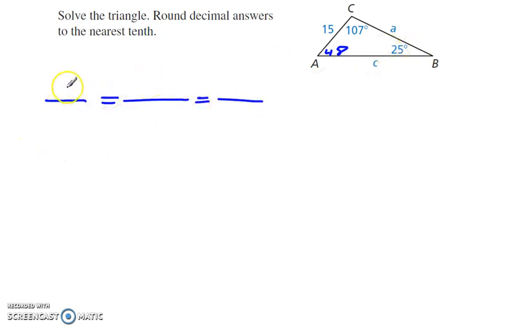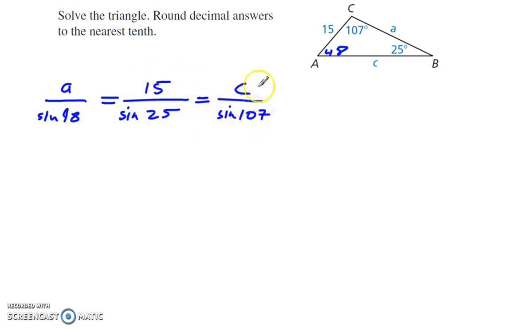Okay, we want to know A. We know that B is 15. We want to know C. And then we know A is 48, B is 25, and then C is 107.